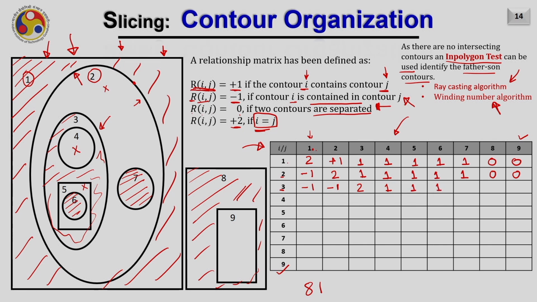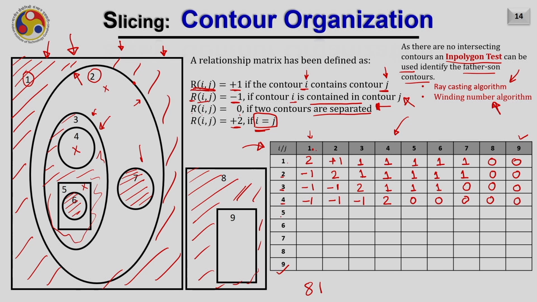But we can observe that the contour number 3 and contour number 7 are separated, hence 0 will be written here. Similarly, contour number 3 and 8 are separated, hence 0, 0 here as well. Now, let us consider the contour 4. Contour 4 is completely inside contour 1, it is inside contour 2, it is inside contour 3, and it is having same relation for 4, 4, and it is separated from 5, hence 0 here, separated from 6 also, hence 0 here, separated from 7 and separated from 8 and 9 as well.